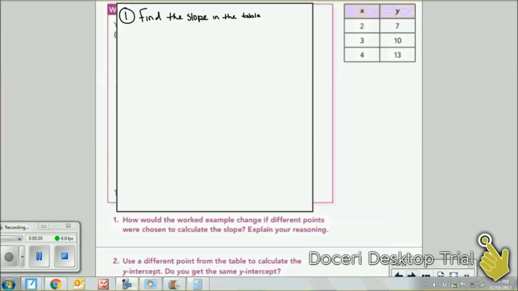Okay? Now remember, to find the slope in a table, all we're doing is finding the difference. So the difference between 2 and 3, between 3 and 4, the difference from 7 and 10 and 10 and 13. So I'm going to give you about 10 seconds here to find the differences between our x's and between our y's. Go.